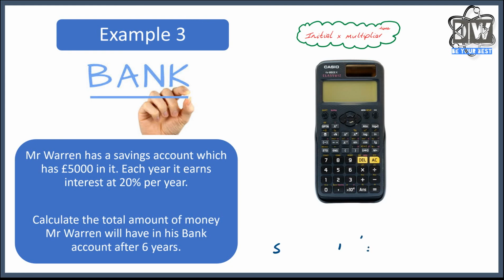So let's put all of that down now. I've got my initial times my multiplier to the power of my time. Press my equals button, and I end up with £14,929.92. I think this is a really good time to say, look how much money I've made because I've saved that money at 20%. I wish I could get 20%. Not normal for a bank account to get 20%. But anyway, there you go.